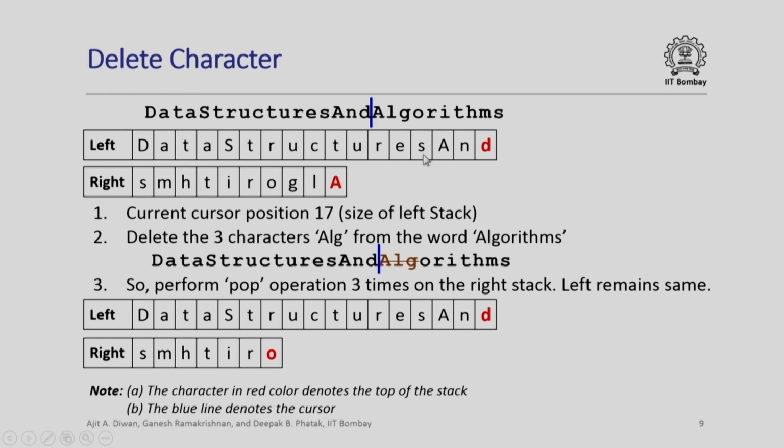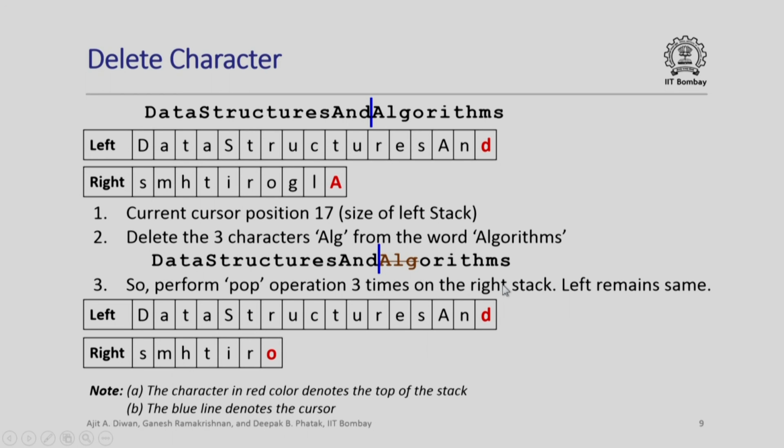How do I delete a character? Very simple. The current cursor position is 17. Suppose I delete three characters A, L and G from the word algorithm. What do I do? I want to delete these characters. I will perform the pop operation three times on the right stack, and the left remains the same.